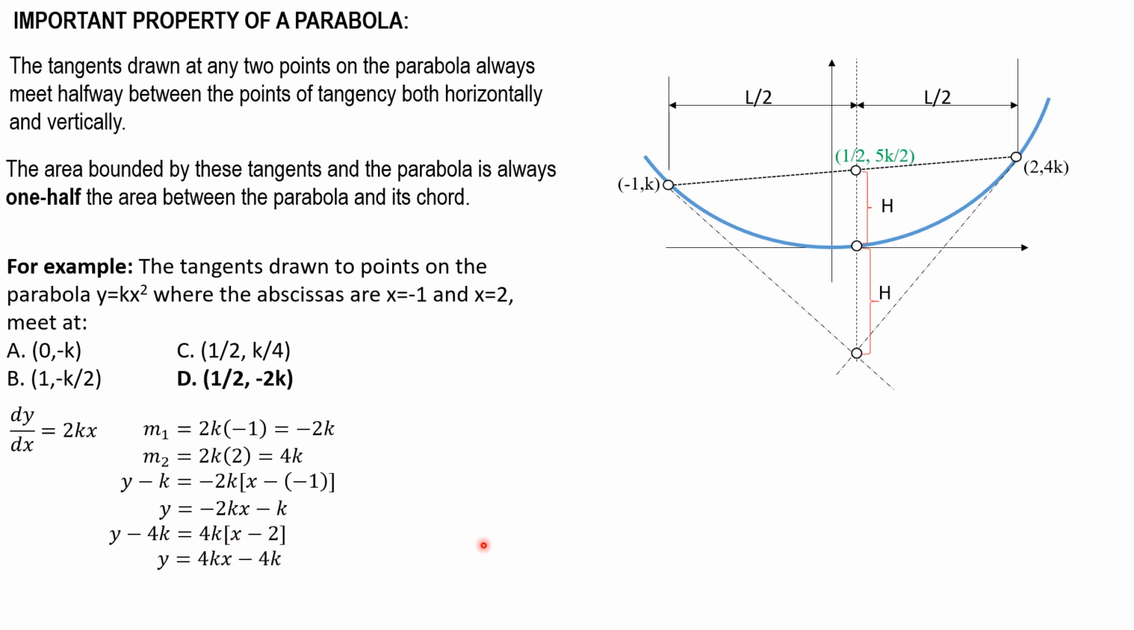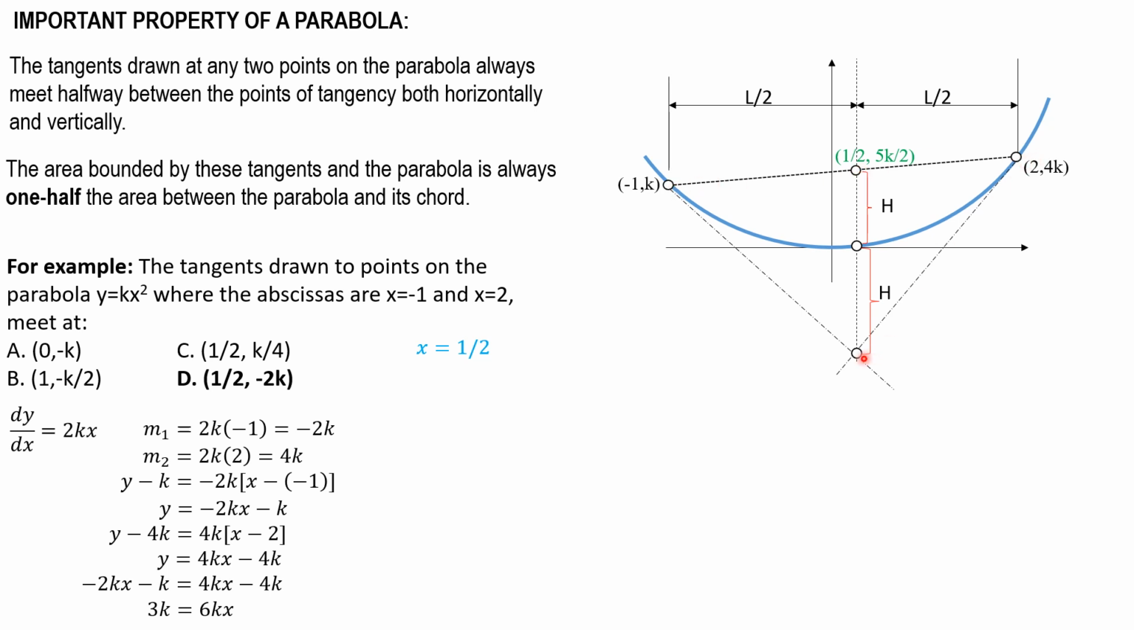Equating y's to find this point of intersection. So -2kx minus k equals 4kx minus 4k. So that would be -k plus 4k, 3k equals 6kx. So dividing everything by 6k, we can now solve for x, and x is 1/2. So notice that the point of intersection of the tangents really has the same x coordinate as this midpoint of this line segment.